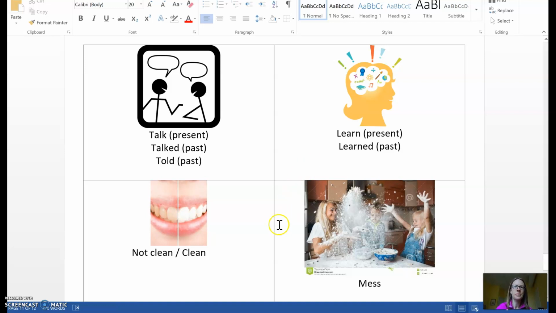Okay. Look at this picture here. These teeth are not clean. These teeth are clean. Here, not clean. They are dirty. Yuck. These teeth are clean. Think of a sentence using clean or not clean. I could say, I brush my teeth twice a day to keep them clean. You say a sentence.